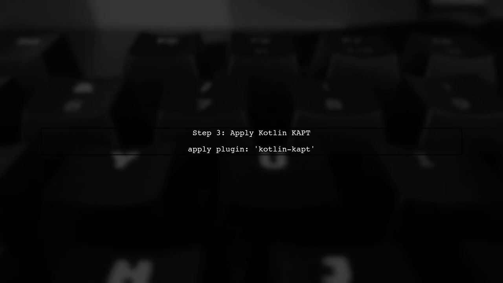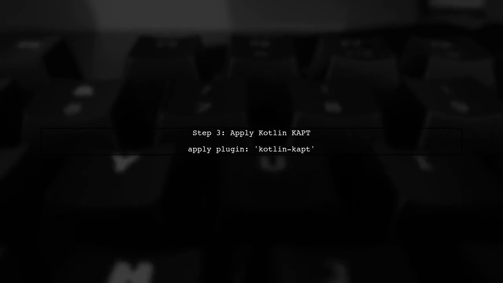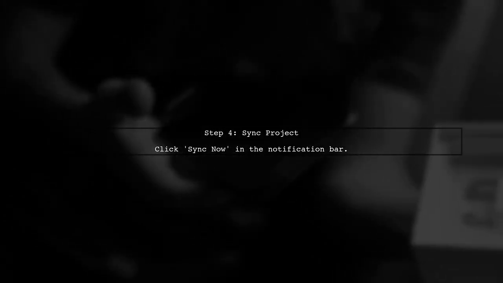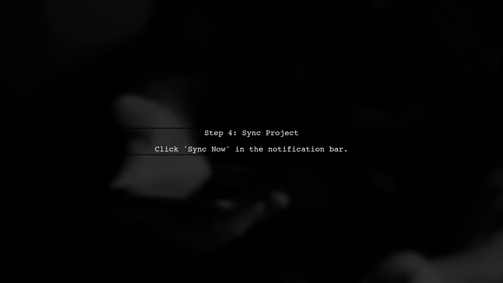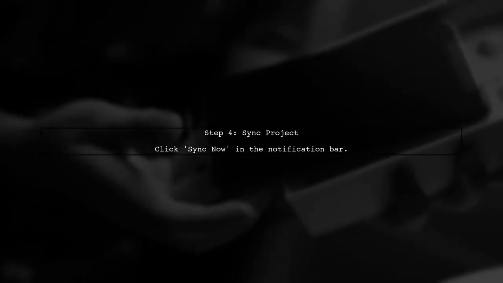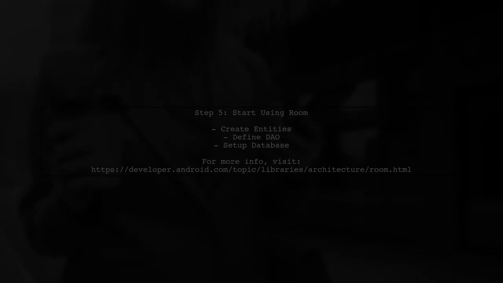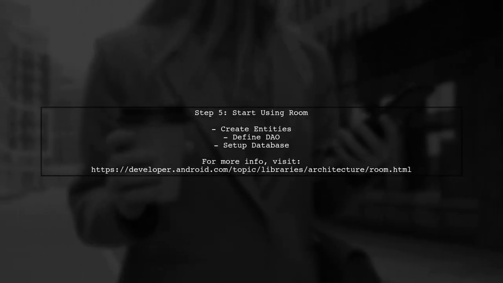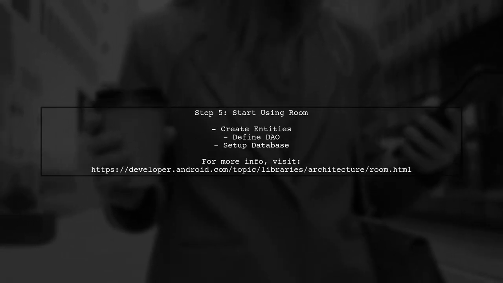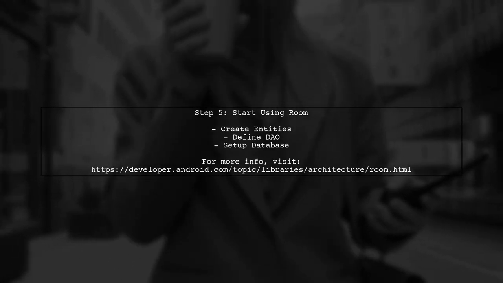If you're using Kotlin, make sure to apply the kapt plugin at the top of your build.gradle file. After adding the dependencies, sync your project with Gradle files to ensure everything is set up correctly. Finally, you can start using Room in your project by creating your entities, DAO, and database classes. Check the official documentation for more details.